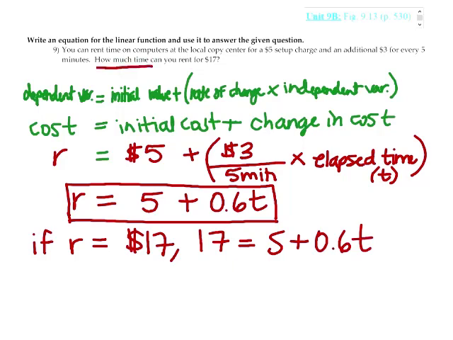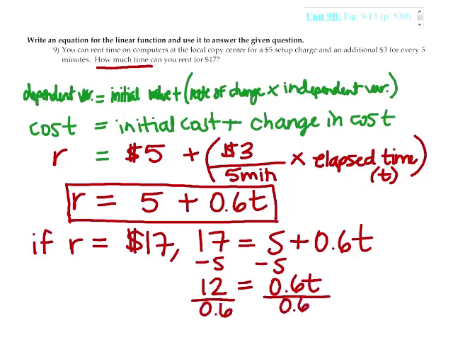From here, we can subtract 5 on both sides. So we get 12 equals 0.6t, and then we can divide by 0.6 on both sides to isolate the variable t. These values will cancel out, and we can interchange the left-hand and right-hand side. So we're left with t is equal to 20 minutes. So 20 minutes is the final answer for problem 9.